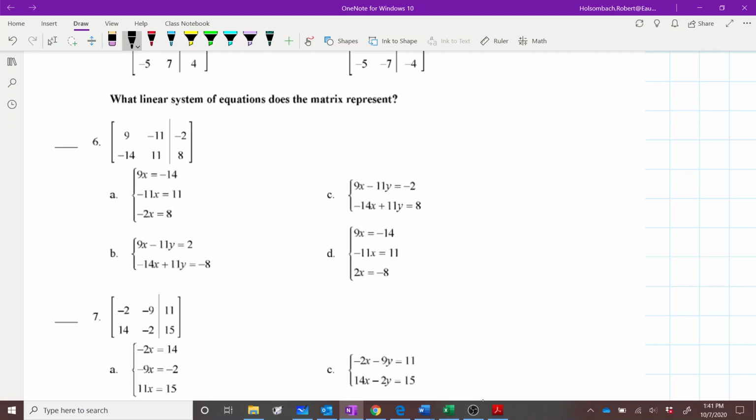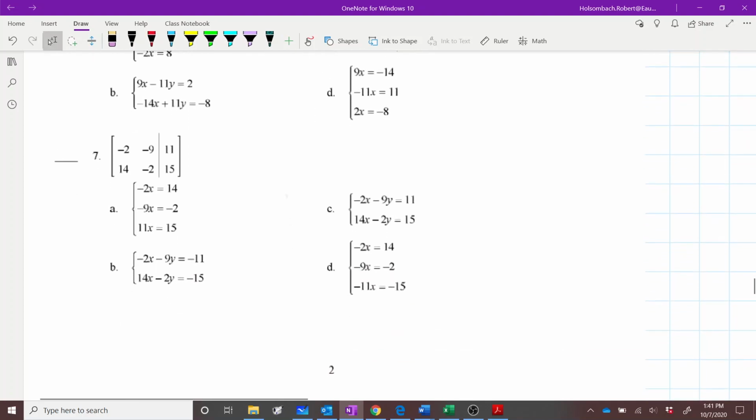Alright, number 6 is the same thing in reverse. I'm just going to write these out. I'm going to use X and Y. In this case, this matrix would represent 9x minus 11y equals negative 2, and then negative 14x plus 11y equals 8. So again, match up your best answer. Looks like answer choice C.